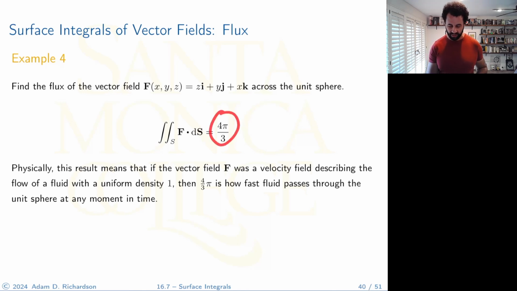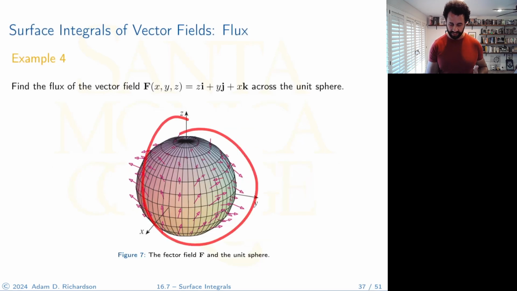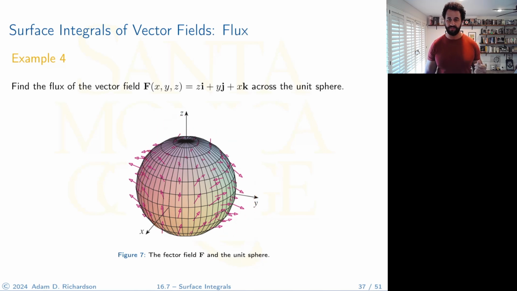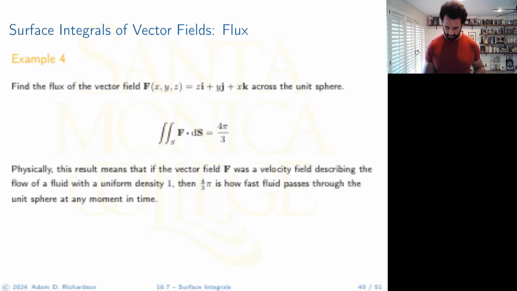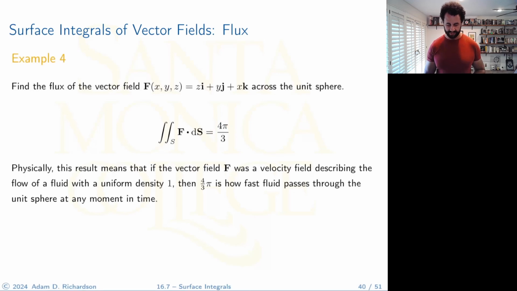What is this value? Physically, this value means that at any point in time, this is how fast stuff is flowing through that unit sphere. If you look at this picture, at any moment in time, stuff is flowing through that sphere at that speed, 4 pi over 3. That's it.